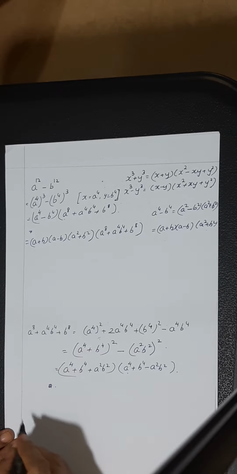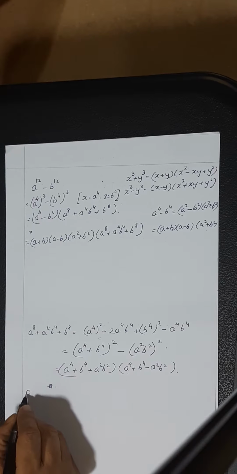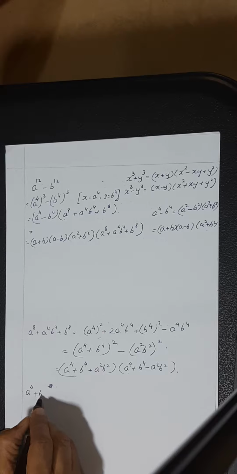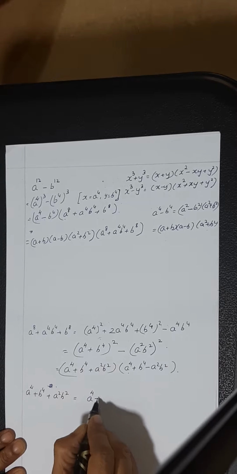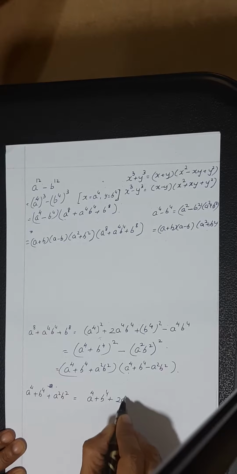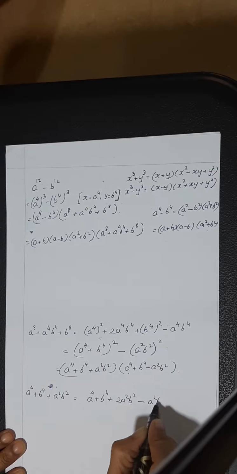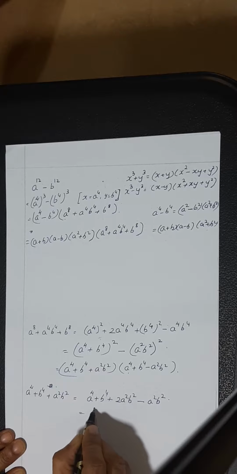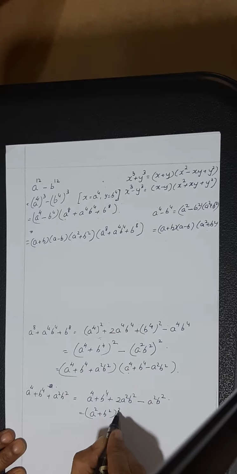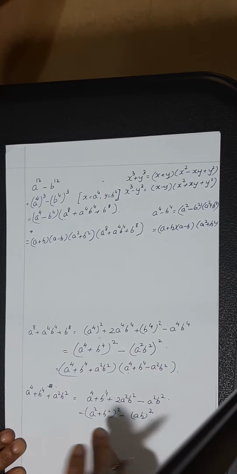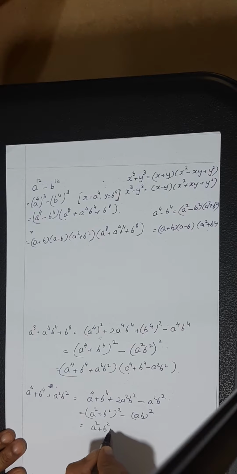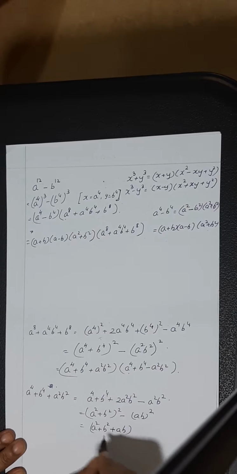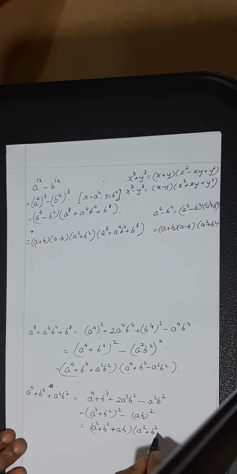Okay. Now we will factorize a to the power of 4 plus b to the power of 4 plus a squared b squared as a to the power of 4 plus b to the power of 4 plus 2a squared b squared minus a squared b squared. So this will become a squared plus b squared the whole squared minus ab the whole squared. Again x squared minus y squared format. So it will become a squared plus b squared plus ab into a squared plus b squared minus ab.